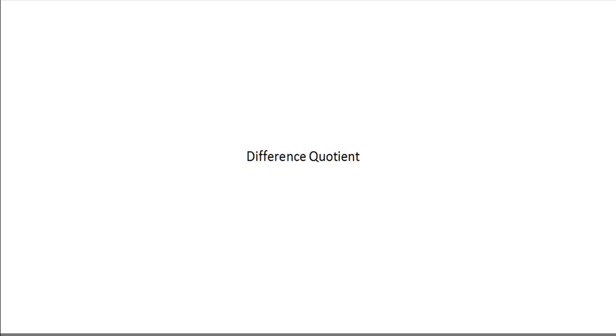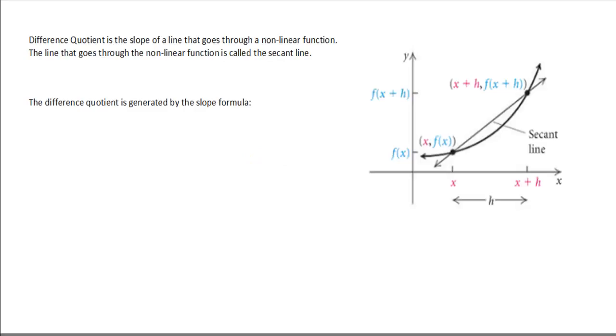Welcome. This video will be about the difference quotient. The difference quotient is the slope of a line that goes through a nonlinear function. The line that goes through the nonlinear function is called the secant line. The difference quotient is generated by the slope formula.